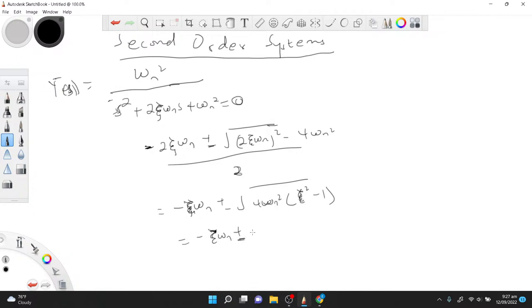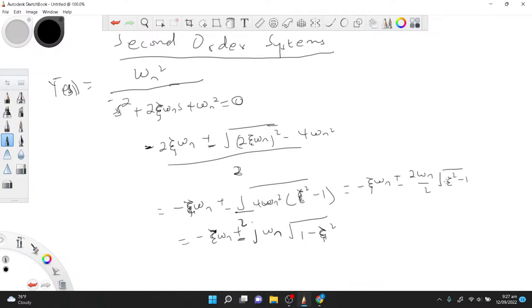When you simplify, we get j omega n times the square root of 1 minus zeta squared, because there's an over 2 here. We are dividing this by 2, so this cancels this. So this will give you negative zeta omega n plus or minus 2 omega n over 2 times the square root of zeta squared minus 1. Usually zeta is less than 1. Damping ratio usually is less than 1. So we negate this expression.